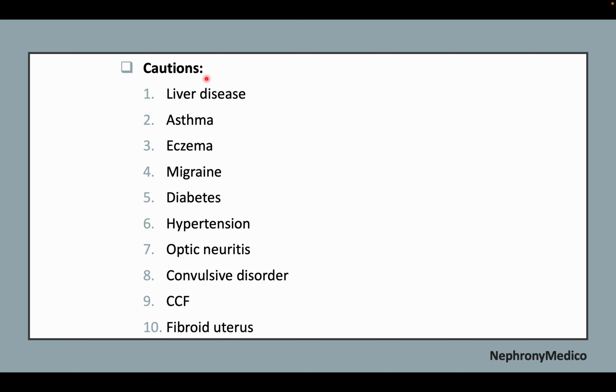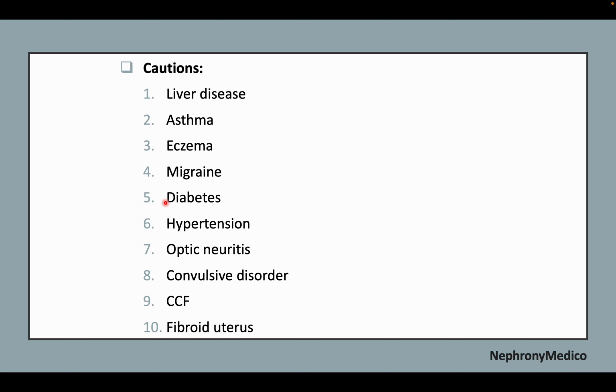Patients that should use OCP with caution include those with liver disease, asthma, eczema, migraine, diabetes, hypertension, optic neuritis, convulsive disorder, congestive cardiac failure, and fibroid uterus. Now, drug interactions. Rifampicin interacts with OCP leading to therapeutic failure. Alcohol, tobacco, phenytoin, and carbamazepine decrease the efficacy. Antibiotics decrease the efficacy of the OCP because the normal flora of the GIT that increase enterohepatic recycling of estrogen are inhibited.